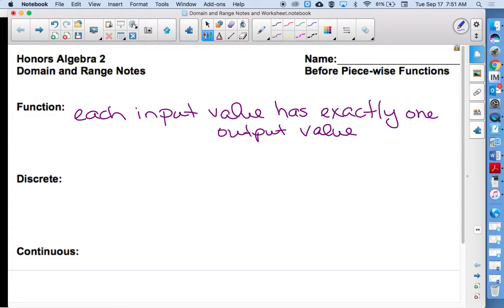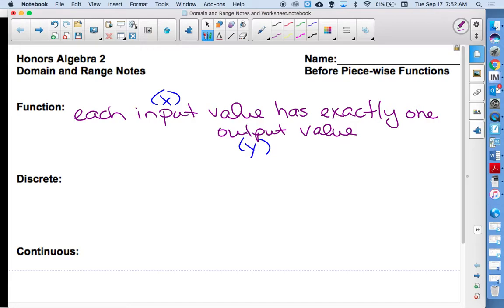And we are going to start looking at the input as being our x value and the output as being the y. What test can we use if we have a graph to determine if it's a function? Peter? Yeah, how does the vertical line test work?